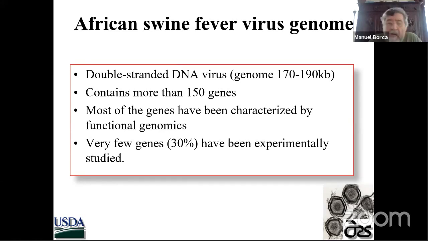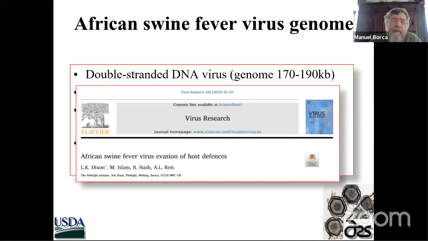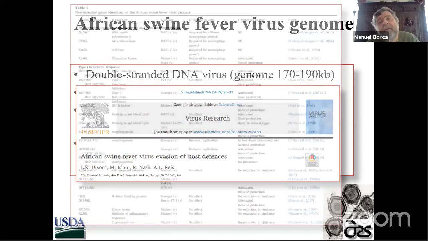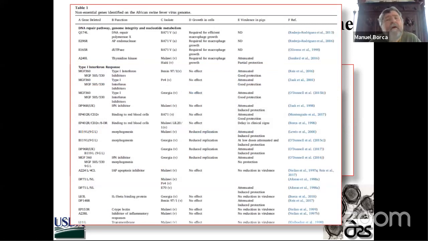Last year, Linda Dixon presented a paper that I think was very interesting, a very good review. Basically, she put together a table where she identified all the viruses that have been produced by deleting specific genes or groups of genes by different labs. And what I did is add to the data in this particular table the data that came in the last year.